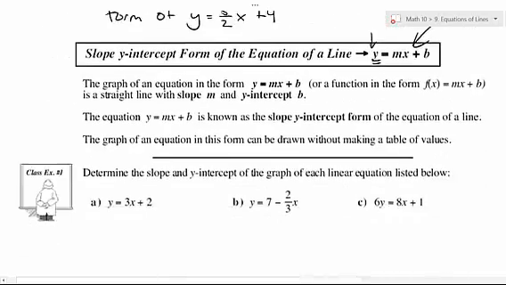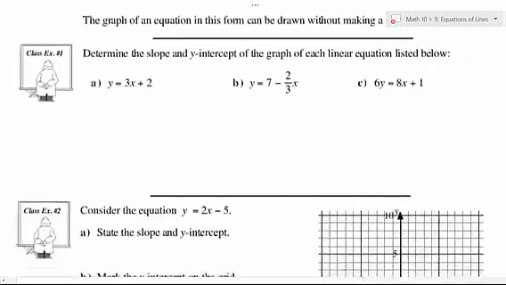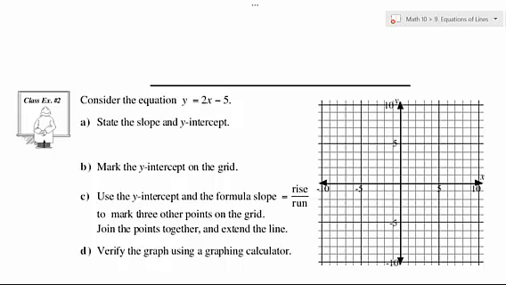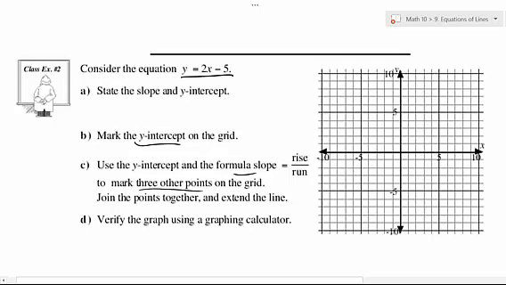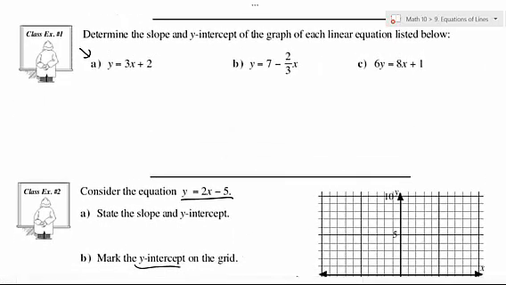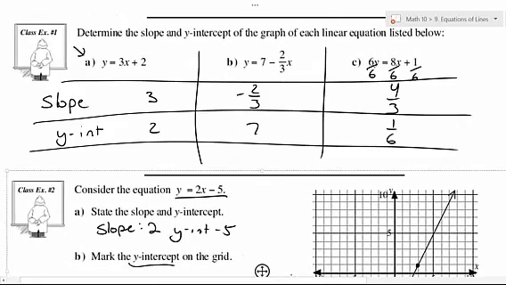Okay? So what I want you to do now is take a look at these, and I want you to determine the slope and y-intercept of each linear equation listed below, and then I want you to consider this right here. State the slope, mark the y-intercept on the grid, and then make 3 other points, join the points together, extend the line, and then verify the graph. Press pause right now. So here we go, back with class exercise number 1.